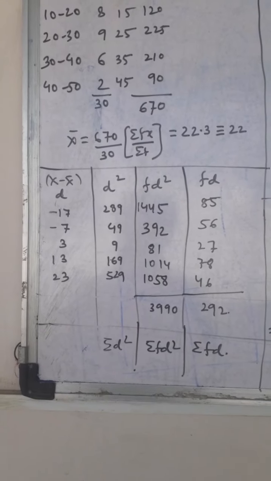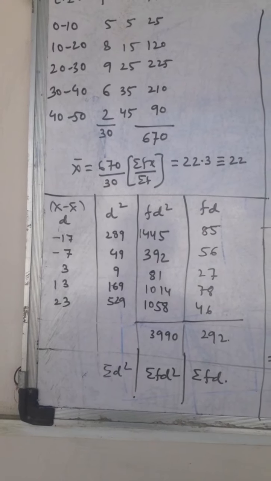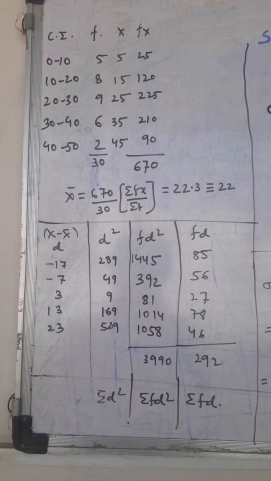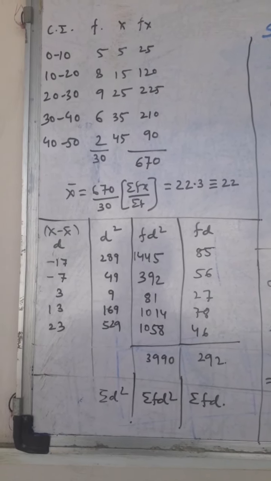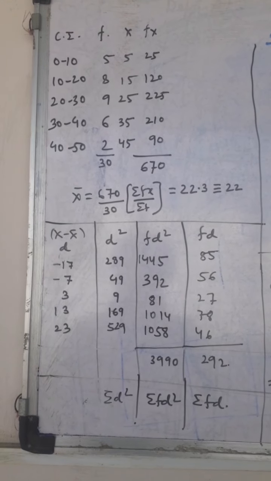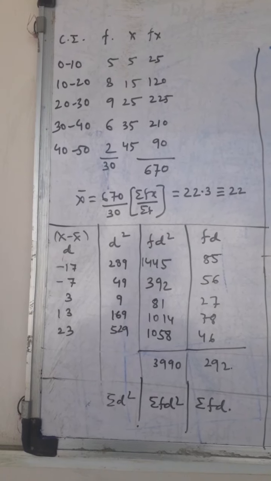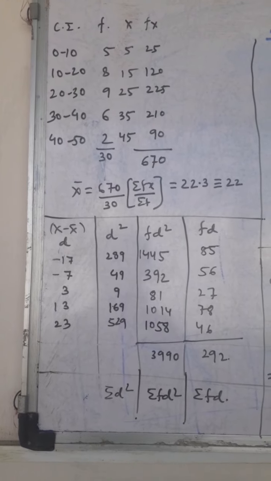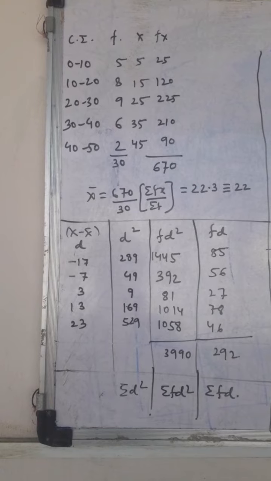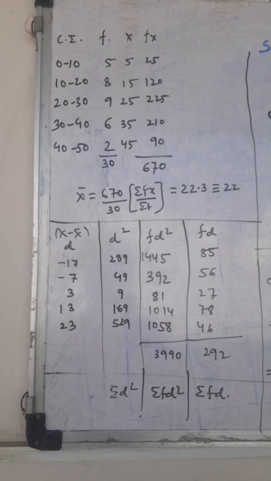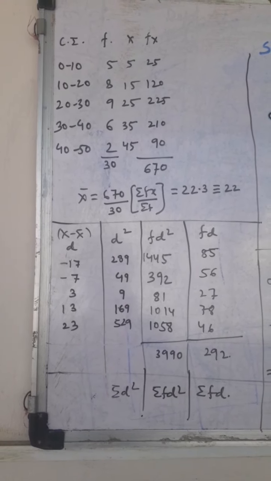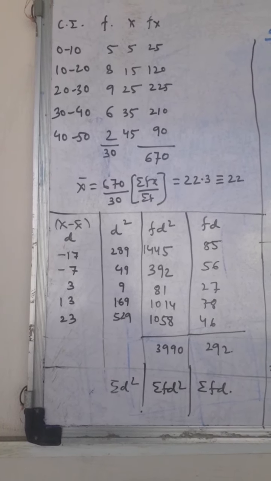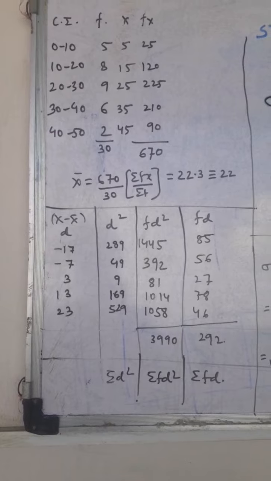Now see, I have calculated the value d equal to x minus x bar. Our x bar is 22, x is 5. So 5 minus 22 is minus 17. Then 8 minus 22 is minus 14. Likewise 3, 13, 23. Now when we square any value, either negative or positive, the answer is positive. So we have calculated d square: 17 square 289, 7 square 49, 3 square, 13 square and 23 square. So we have got d square.